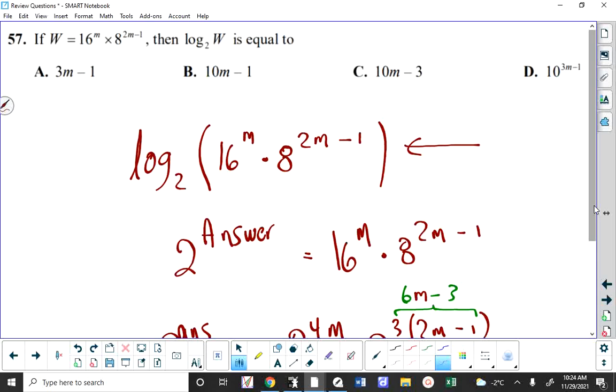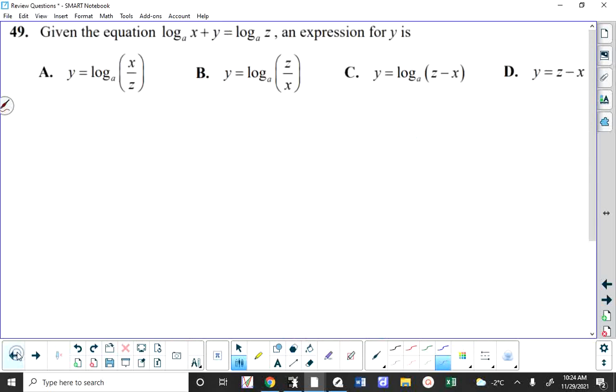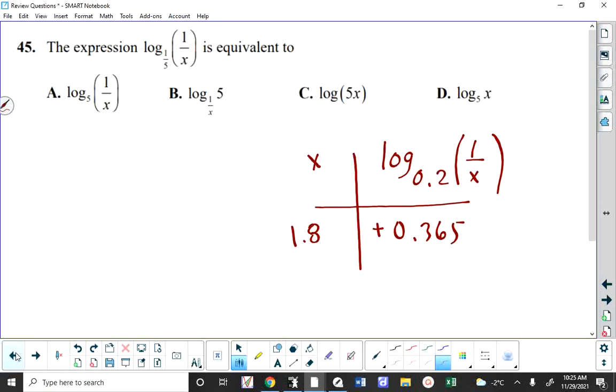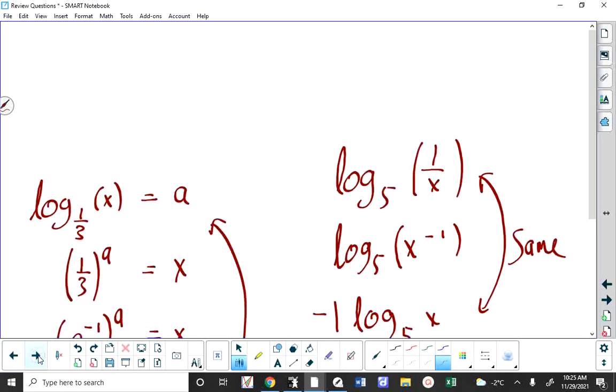Farhan, did you have your hand up? Yeah, for 45. 45? Okay. 46? Okay.